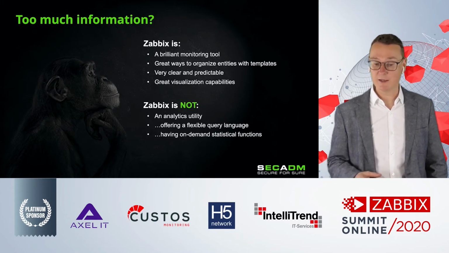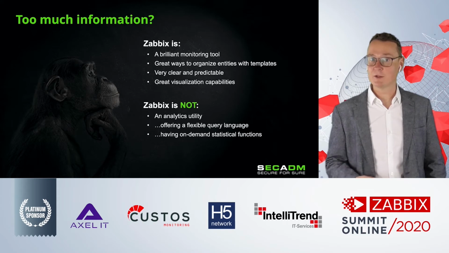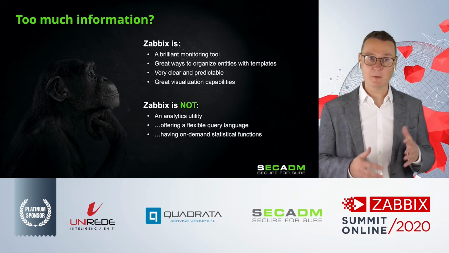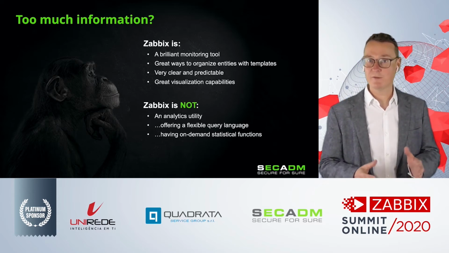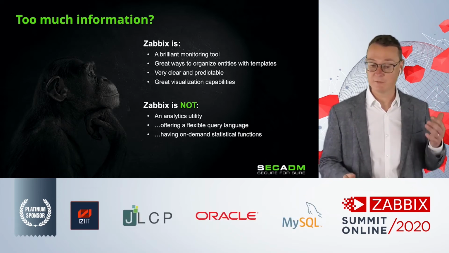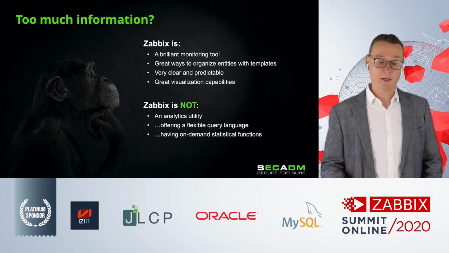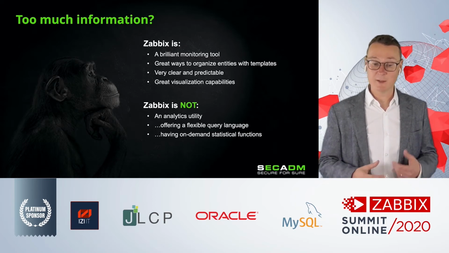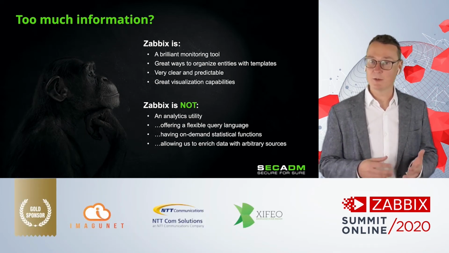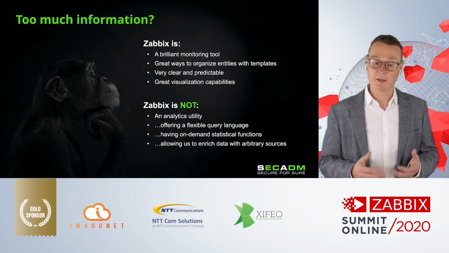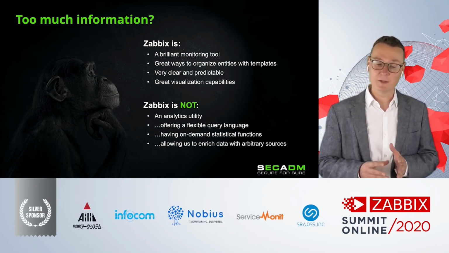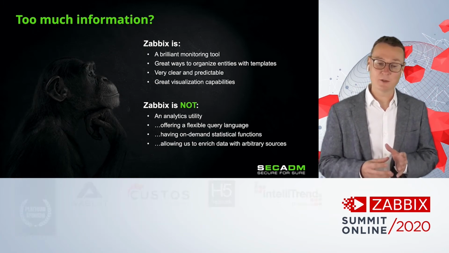It also doesn't have on-demand statistical functions that allow me to get a hold on how much percentage I have of this kind of problem over the overall average of what I have, just to speak generally. Also, of course, Zabbix doesn't have the possibility to enrich and correlate data with any external data sources. And just to make this clear, it's not that I'm expecting these capabilities from a monitoring tool.